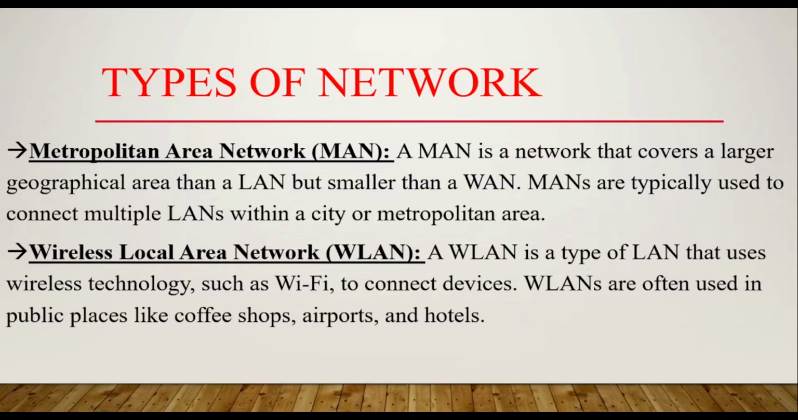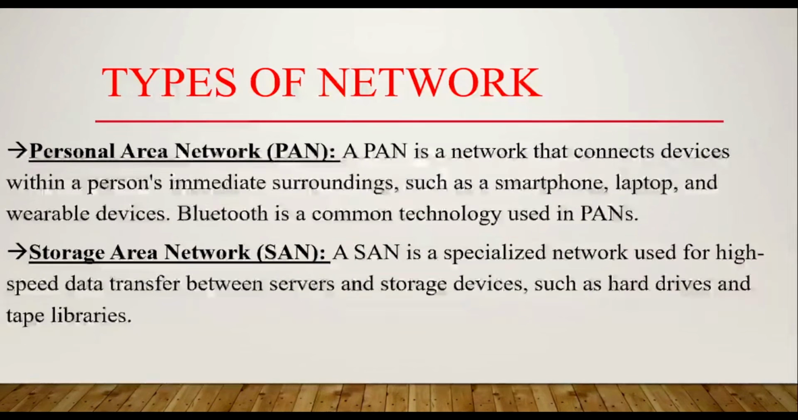Third one is metropolitan area network, or in short MAN. A MAN is a network that covers a larger geographical area than a LAN but smaller than a WAN. MANs are typically used to connect multiple LANs within a city or metropolitan area. The next one is a wireless local area network. A WLAN is a type of LAN that uses wireless technologies such as Wi-Fi to connect devices. WLANs are often used in public places like coffee shops, airports, and hotels.